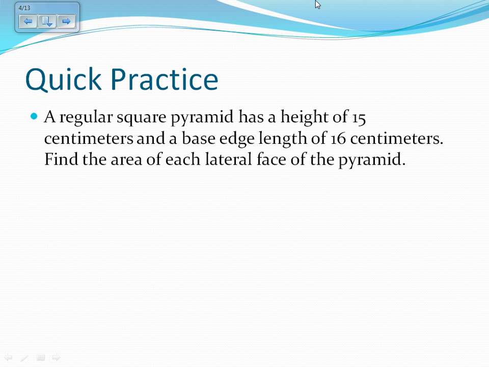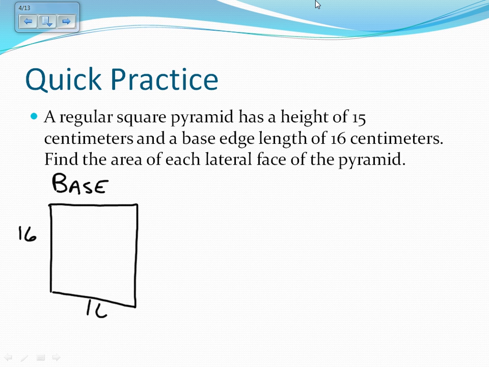So does that include the base? No. What is the base going to look like? What's the shape of the base? Square. How long is one of the edges of that square? 16. Okay? So it might be helpful. Let's just draw a base. We know that each one of this is going to be 16, right? Are we okay with that?